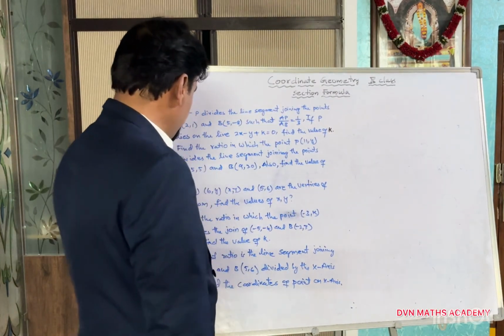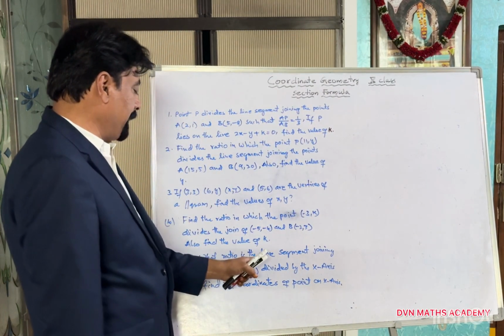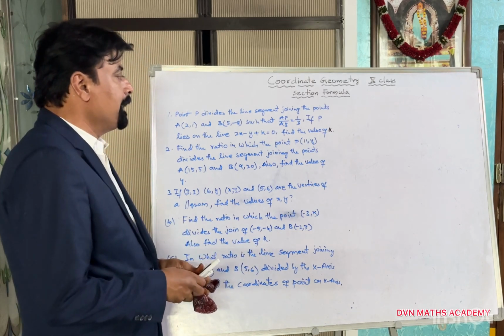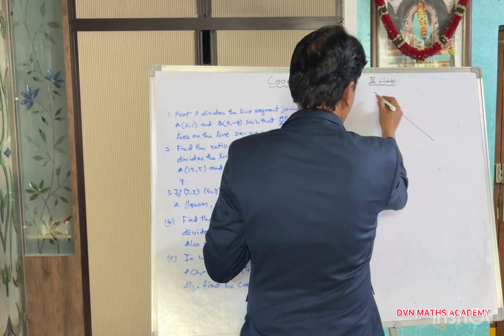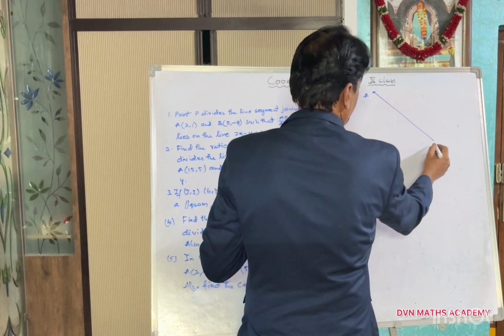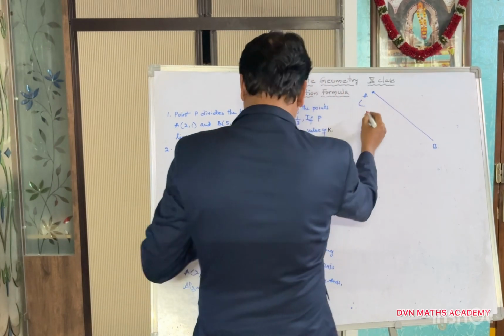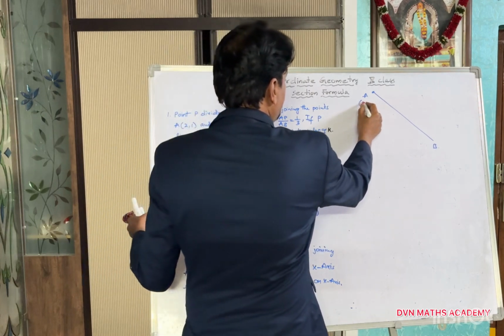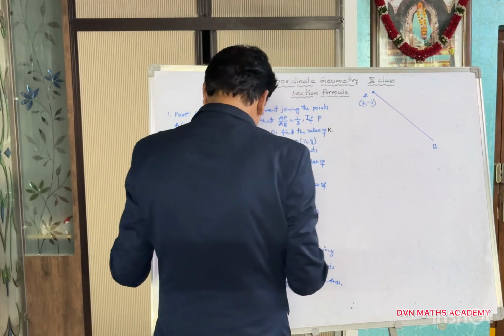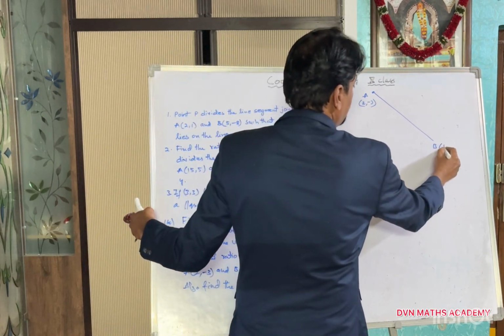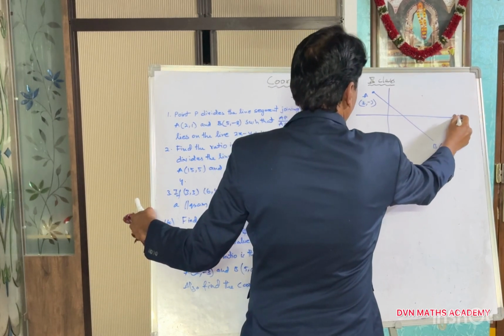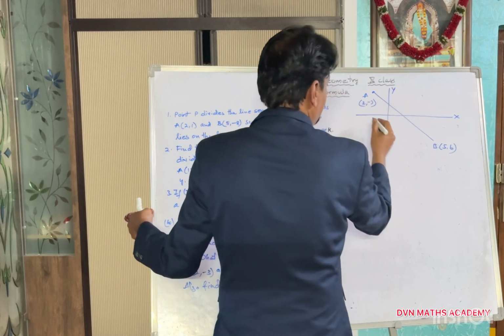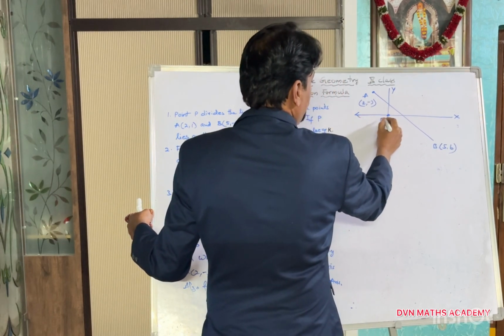The last question is, in what ratio is the line segment joining A, 2 comma minus 3, and B, 5 comma 6? You take the line segment like this, and say this is A, B. A is given as 2 comma minus 3, B is given as 5 comma 6. Here it is divided by the x-axis. You say this is the y-axis, and this is the origin.